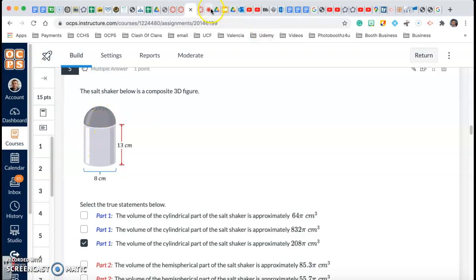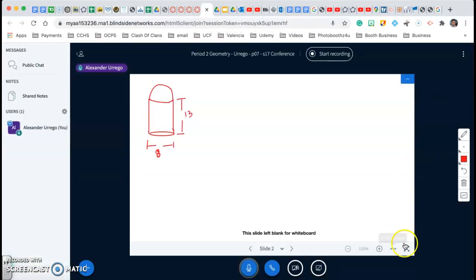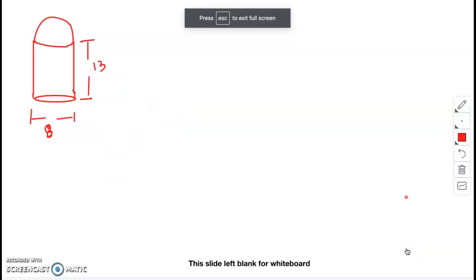To do this, let me maximize. All right. So the height is going to be equal to 13, and the measure in the bottom from one side to the other side is going to be 8. Again, they're asking me for both pieces. So let's do the bottom piece first, the body. This is a cylinder, the bottom part.